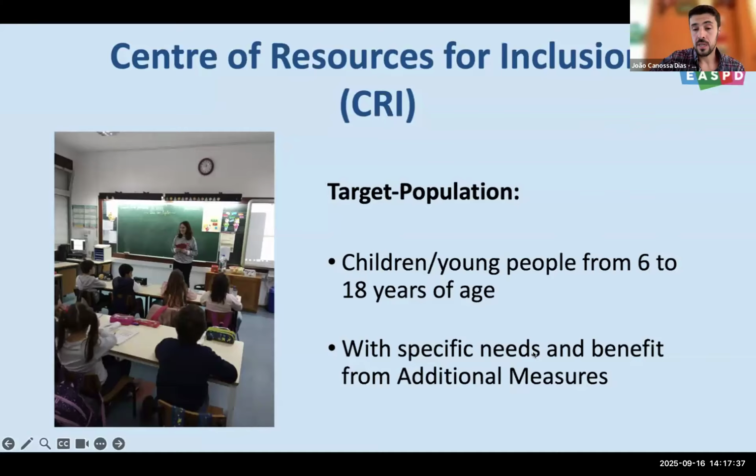And we support students with specific needs that, according to our legislation, are eligible for additional measures. So in this pyramid that I showed you, we have universal, selective, and then additional. For the students with more restrictive needs or more severe disability, this is our target population. However, depending on the school cluster that we are working with, we do more inclusive work. And sometimes we work with students that benefit from selective, and sometimes we work with students that benefit from universal measures. So this is kind of in the law: the Center of Resources for Inclusion exists to support students with additional measures. In practice, there's some flexibility depending on the school cluster that we are working with.